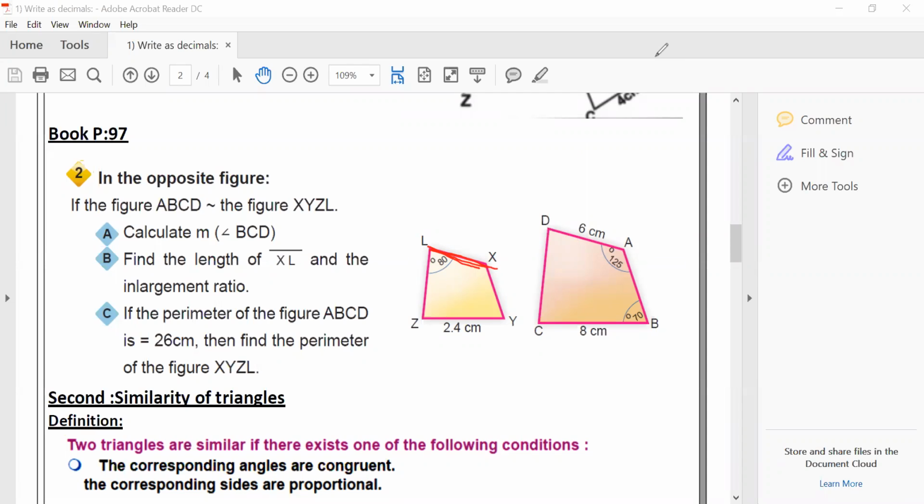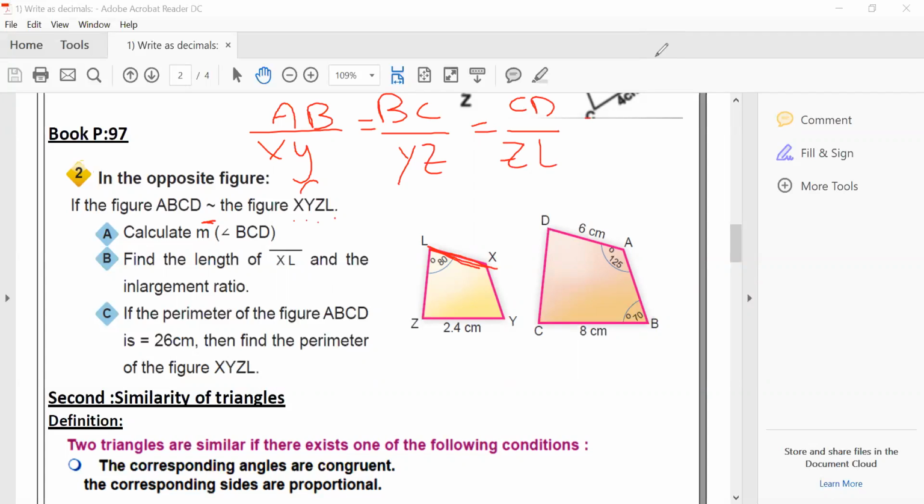Okay, and the enlargement ratio. Of course, the enlargement ratio will be written. Okay, so you will put them, very important, in their right order or correct order. So ABCD similar to XYZL. So I will write AB over XY equals BC over YZ equals CD over ZL, and at the end AD over XL.